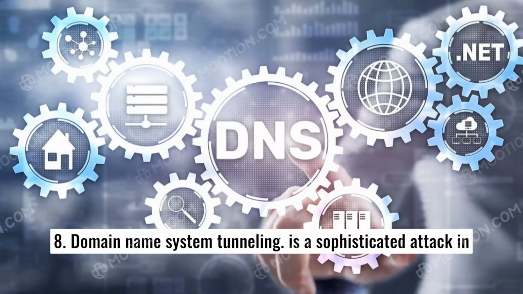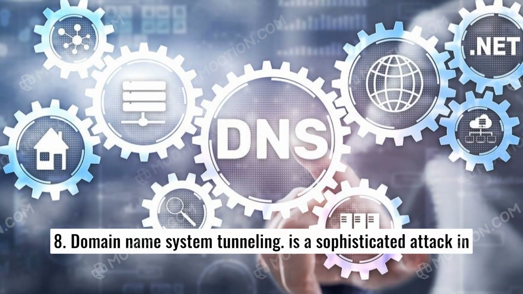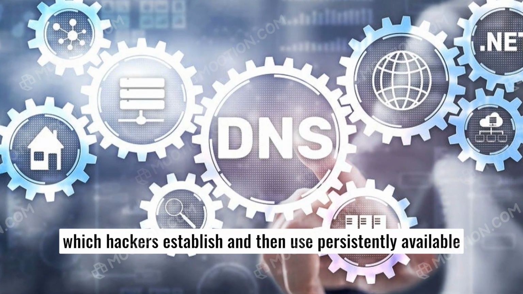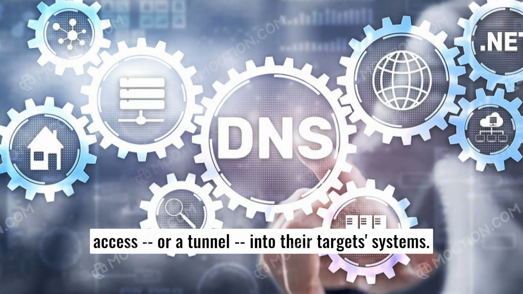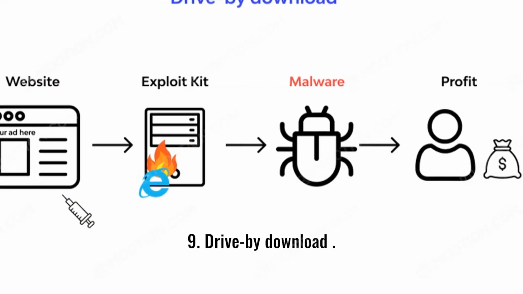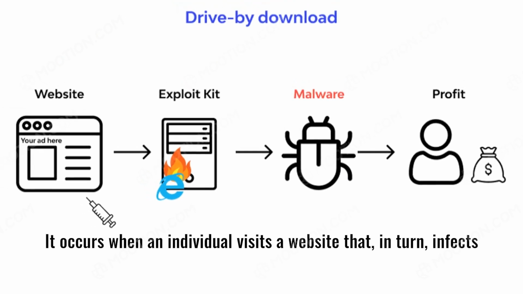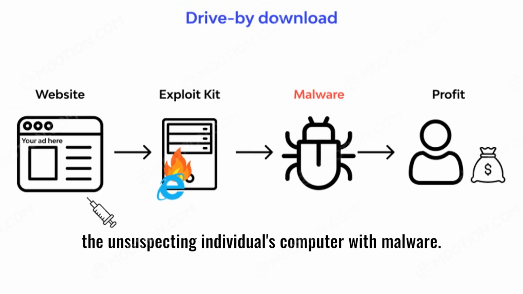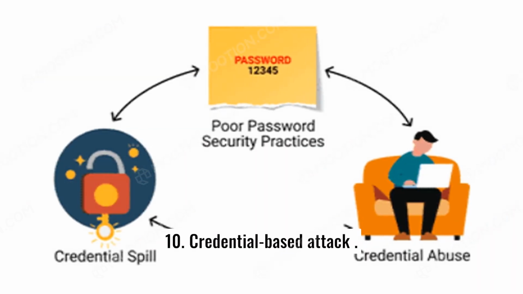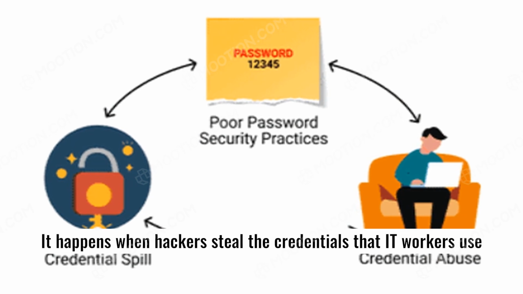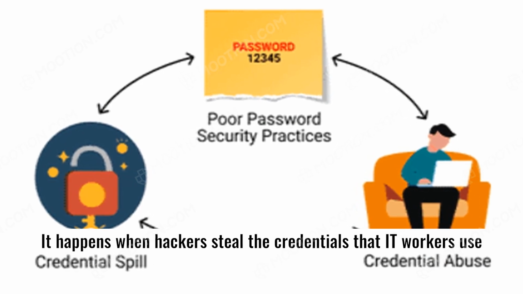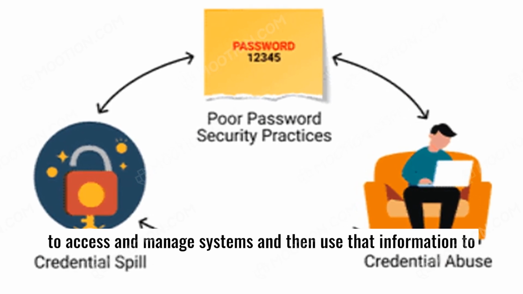8. Domain name system tunneling is a sophisticated attack in which hackers establish and then use persistently available access, or a tunnel, into their target systems. 9. Drive-by download. It occurs when an individual visits a website that, in turn, infects the unsuspecting individual's computer with malware.